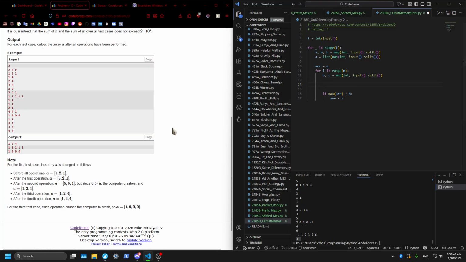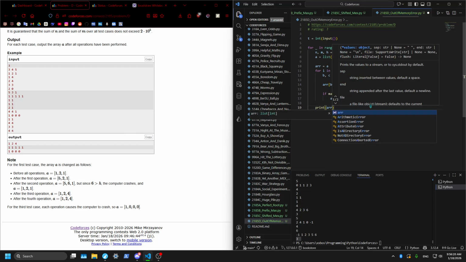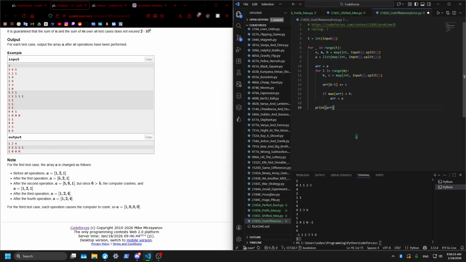And then it's another implementation question. So find the index. So the index is b minus 1. R b minus 1 plus equals c. And then print r. This one feels quite easy.